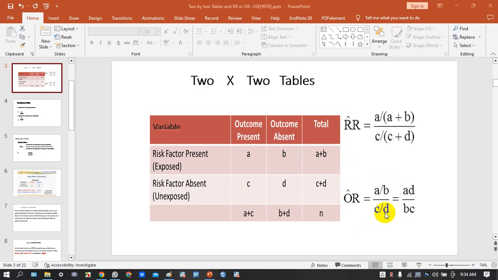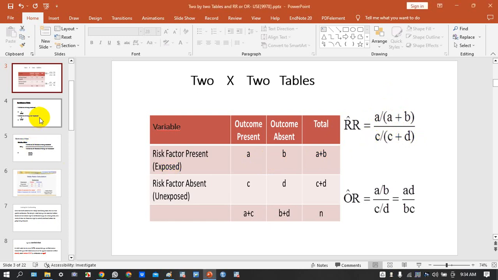We can also calculate the odds ratio by just cross multiplication. A multiplied by D will give us the numerator, and C multiplied by B will give us the denominator. Okay, let's go back to the relative risk. Relative risk is defined as A over A plus B, the incidence of the disease in the cases, whereas C over C plus D is the incidence of the disease in the controls, because controls don't have the disease.